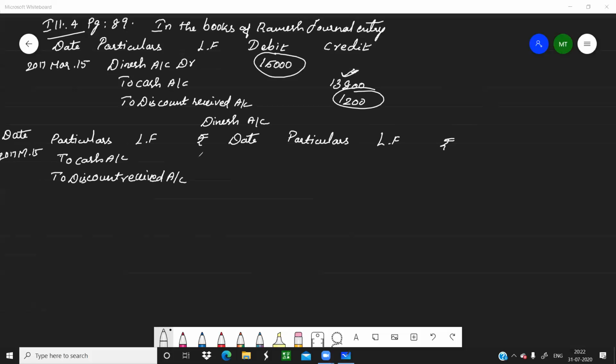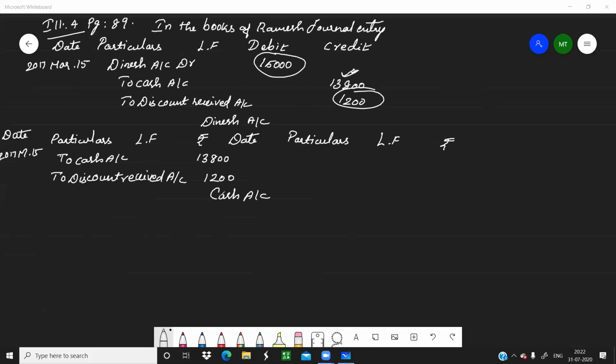Okay, so the amount is 13,800 and 1,200. That's all. So on the debit side of the Dinesh account, to cash account and to discount received account: 13,800, then 1,200. That's all. Next, prepare the cash account.